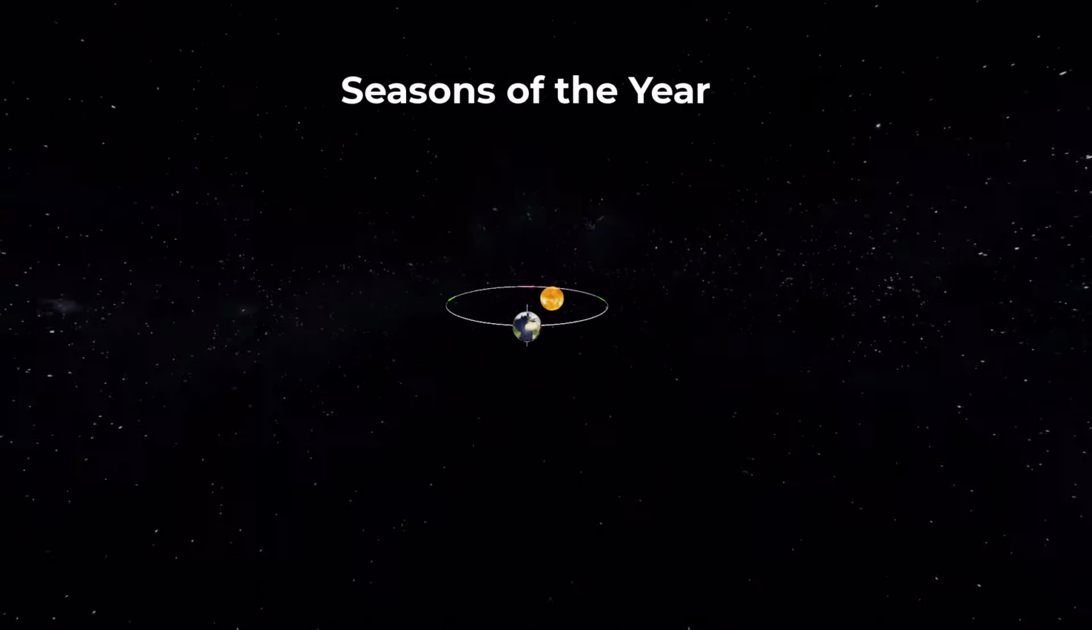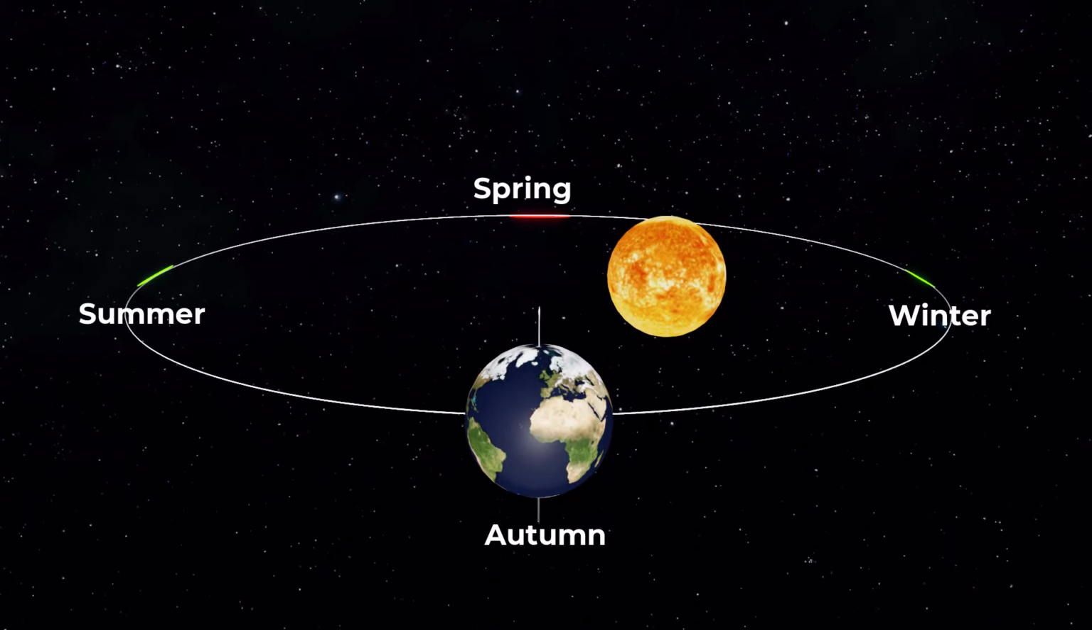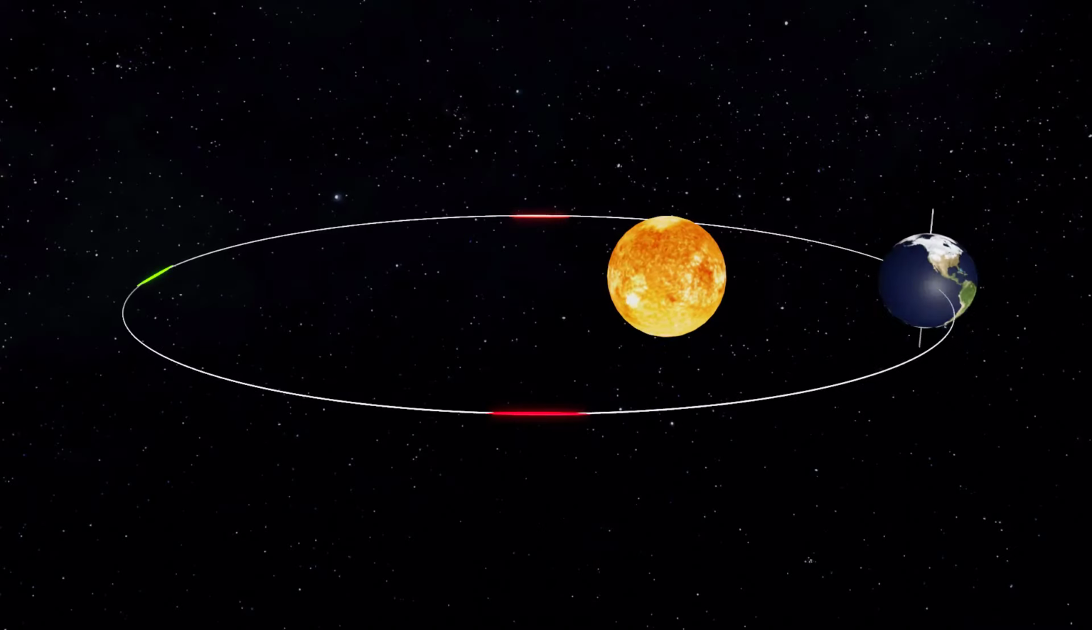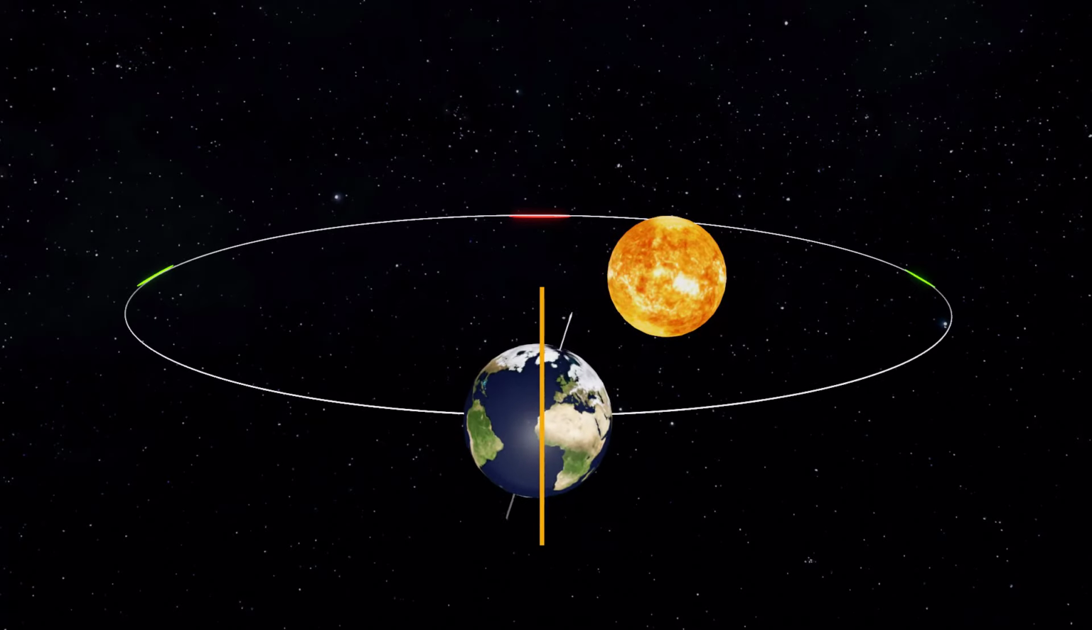Welcome to our video on exploring the seasons of the year. Have you ever wondered why we experience different seasons throughout the year, such as spring, summer, autumn, and winter? Well, the answer lies in the Earth's motion around the sun and its tilt on its axis.